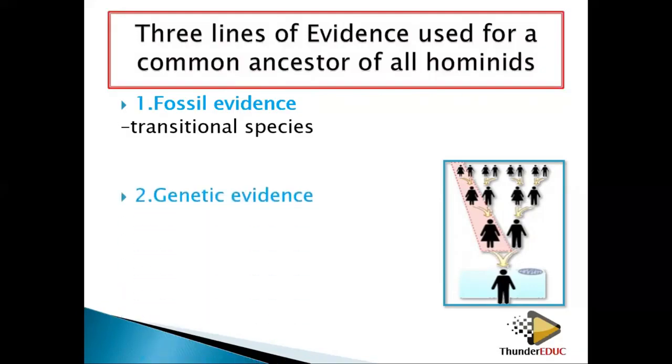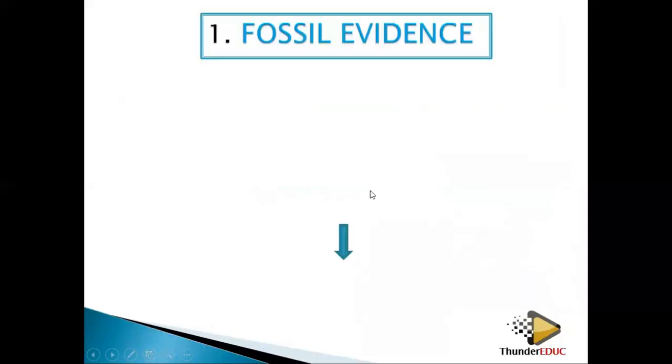Number two, we're going to be looking at the genetic evidence. In this case, we're going to be focusing on the mitochondrial DNA. And then number three is cultural evidence. So let's look at the fossil evidence.